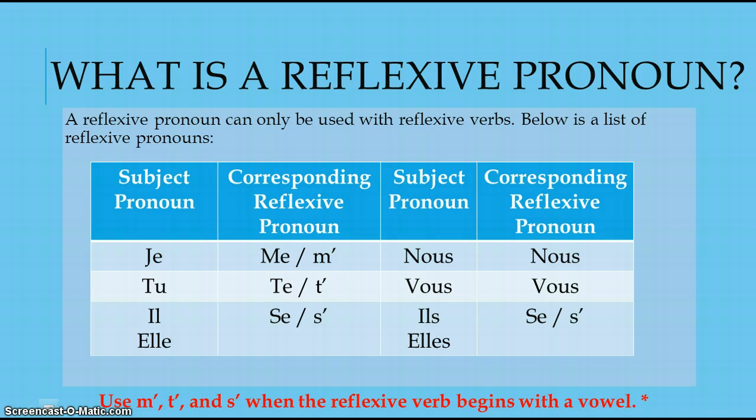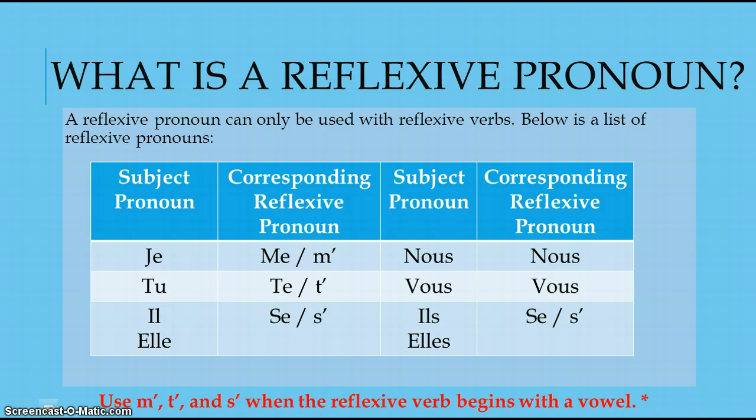What is a reflexive pronoun? Well, I have this nice chart here that gives you the subject pronoun as well as the corresponding reflexive pronoun. With je, your corresponding reflexive pronoun will be me. You'll use M apostrophe if your verb begins with a vowel. Tu corresponds with te. Again, if your verb begins with a vowel, use T apostrophe. Il singular, you would use se. If the verb begins with a vowel, again, you would use S apostrophe. You can't have two vowels next to each other in these cases.